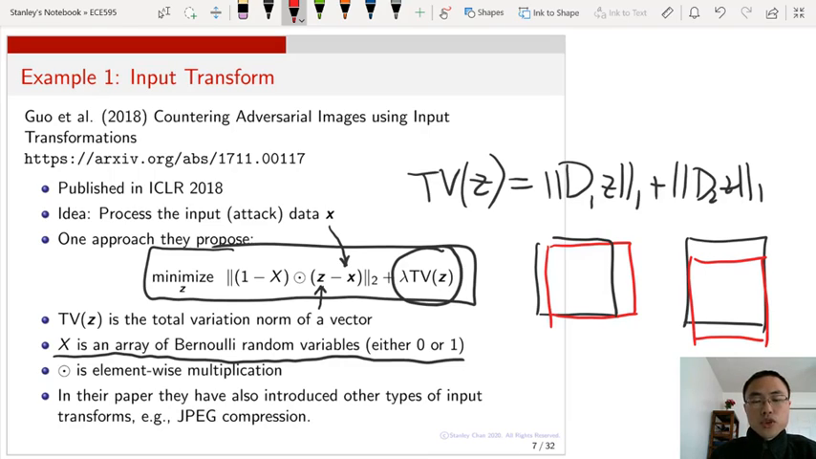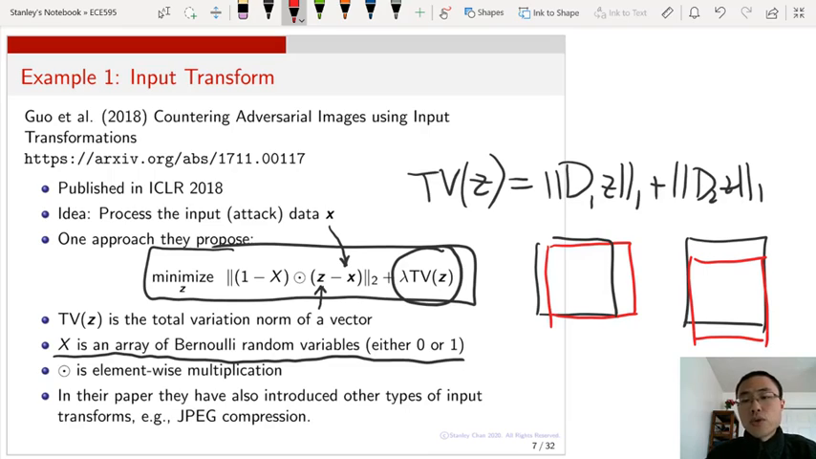However, I don't want it to just become minimized, because if I only minimize it, then I will just get the z exactly equal to x, because then the solution would be the best solution such that this norm is 0. But because you have this lambda times the total variation of z, you say that you are not happy with only minimizing this term. You also want to minimize the other term.